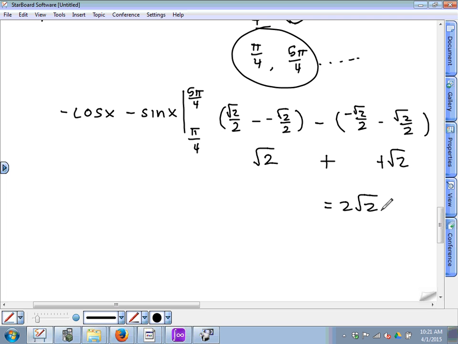Units squared, whatever the units are. 2 square roots of 2 square units. That's a pretty small space. It's a pretty small area when we think about it in terms of numbers.